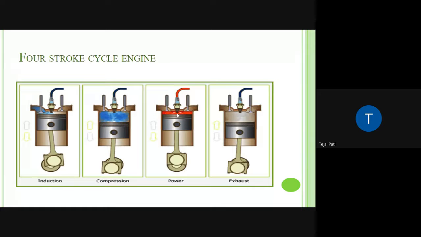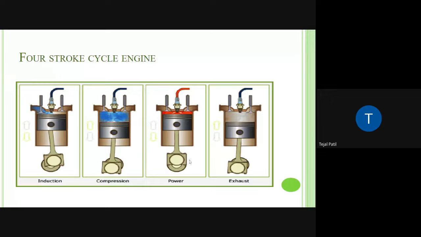A huge explosion with very high pressure will be developed, and due to this very high pressure, the piston is going to be forced to move downward. That means the power is going to be produced at this place. When the combustion takes place, a huge amount of pressure will develop, and it will push this piston downward.